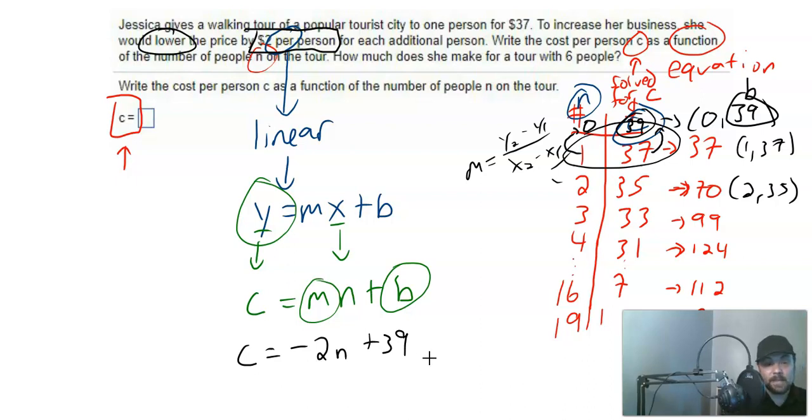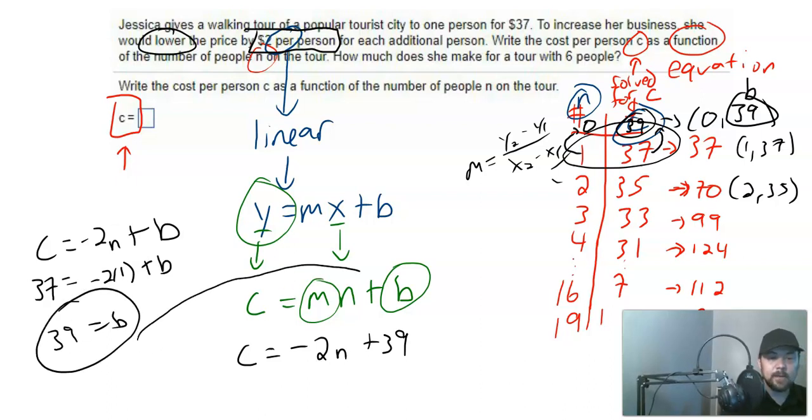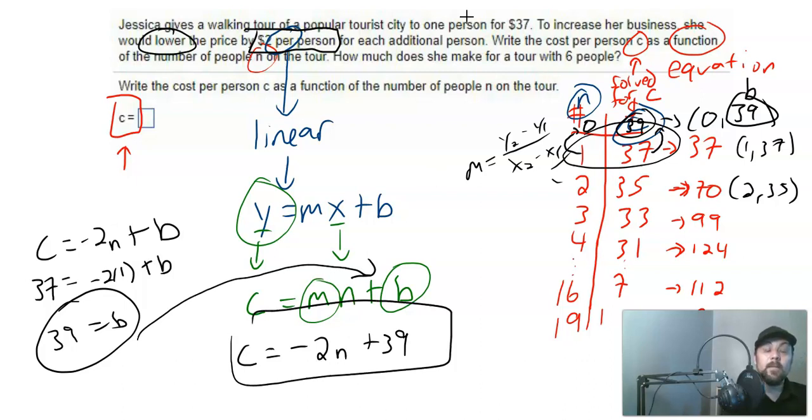However, if that doesn't make sense, you can calculate it by just leaving it as b and then taking one of these points and plugging it in, right? Plug in 37 for c, plug in 1 for n, that's one of our points, and then solve that, and you would get 39 for b that way if you wanted to check it that way. And then you plug it into the formula, and so you end up getting this. Then the question asks, so that's the equation.